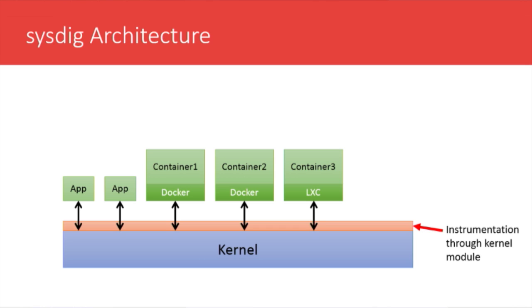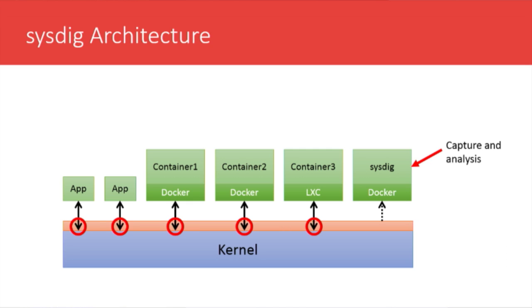The Sysdig instrumentation works by leveraging a little kernel module that is installed in the operating system, can be installed from the host or can be installed from a container. And at that point, through this module, it's possible to capture the interaction between each process or each container and the operating system, which means that then you can have a container running on the same host that consumes these events and offers essentially capture and analysis capabilities.